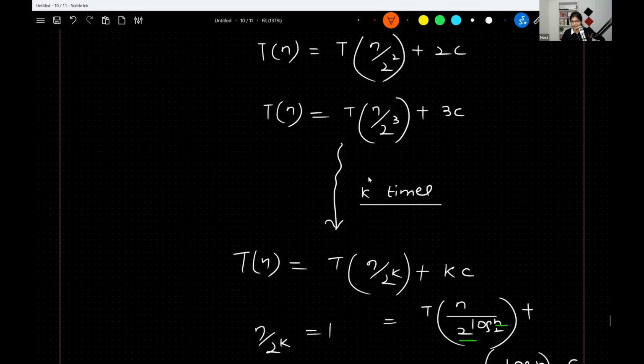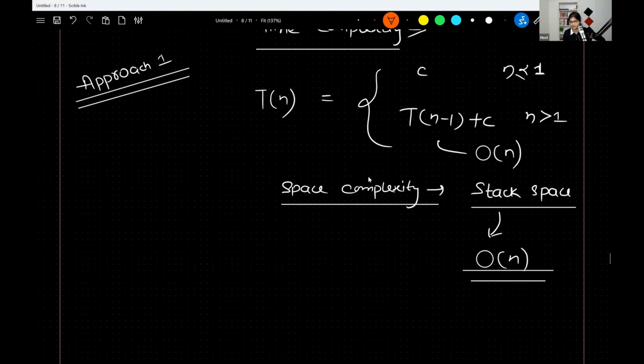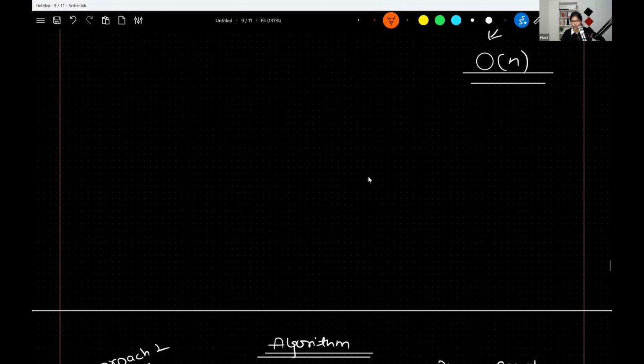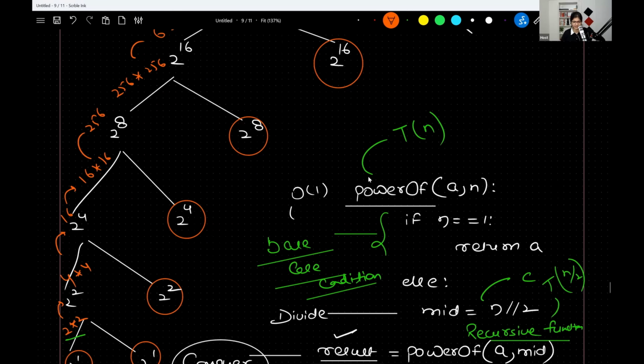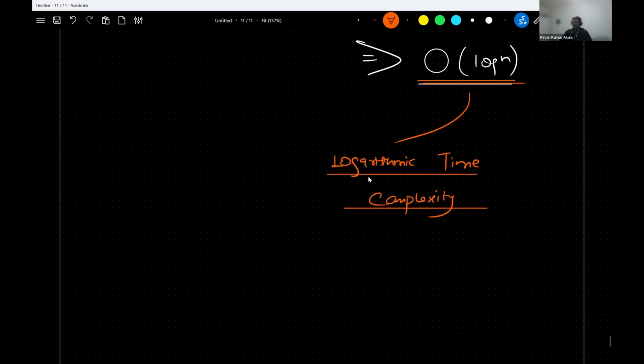In approach number 1, we got a linear time complexity. In approach number 2, we got a logarithmic time complexity. So which one is better? Logarithmic. That's why approach 2 is far better than approach number 1. So if someone is asking you this question of power finding, you can start with that approach.